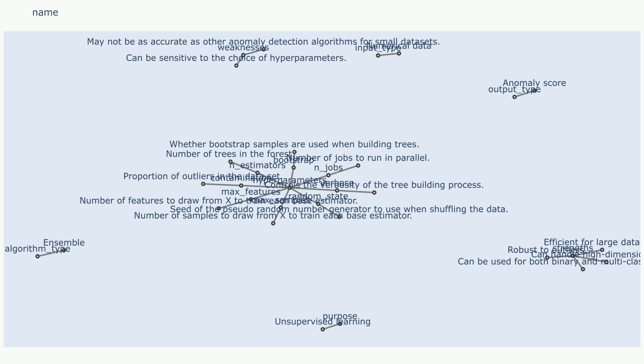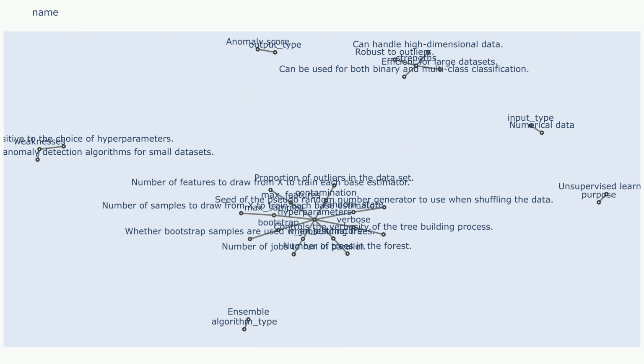Fitting the model: fit(X), where X is the training dataset. Prediction: model.predict(X) returns 1 for normal data and -1 for anomalies. Anomaly score: model.score_samples(X) returns the isolation score of each data point.